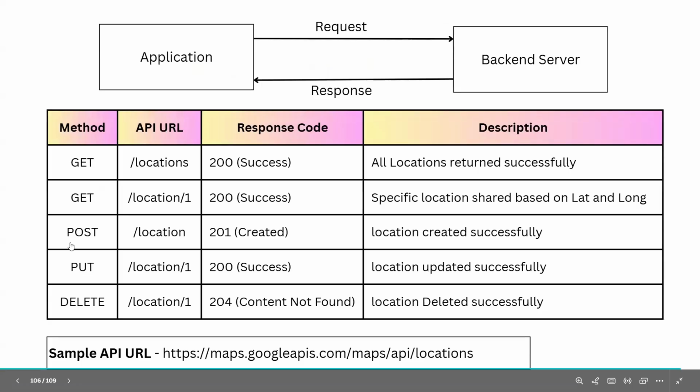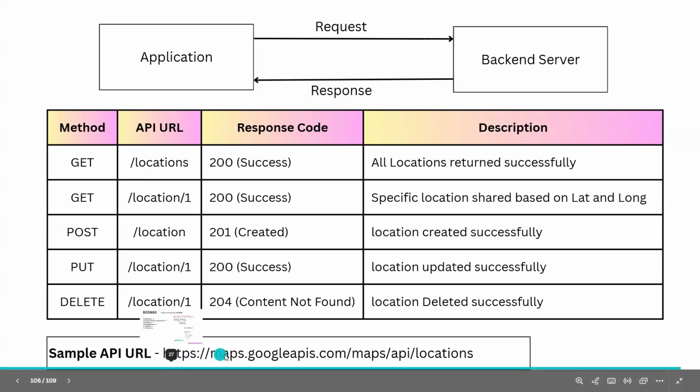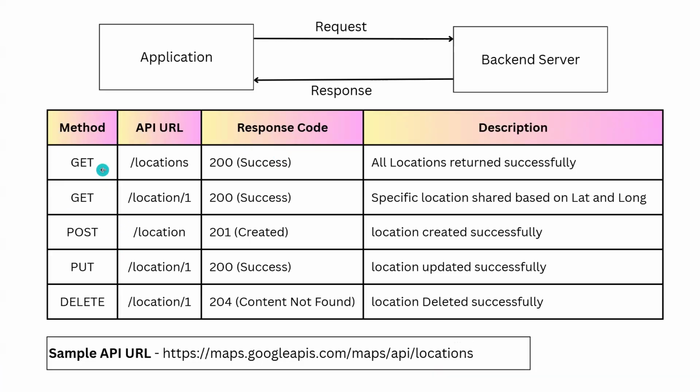Now, if we see this particular example here, I have created some sample URLs. For example, if I wish to call any API, I will get the domain of Google Maps, and I will append my URI like /api/location/1 to get one store. Now, if we see these URLs here, we are saying /location, and it is a GET method.